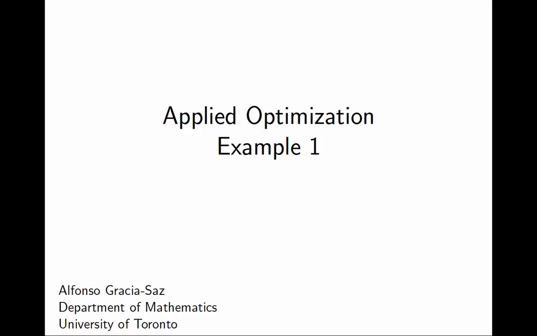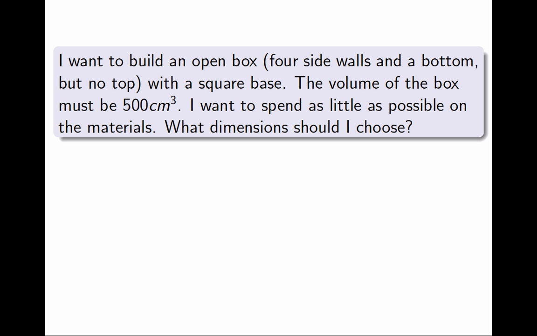An optimization problem is an application of calculus to a physical situation where I want to make a certain quantity as large as possible or as small as possible. Here is an example. I want to build an open box that will have 4 side walls and a bottom but no top, with a square base. The volume of the box must be 500 cubic centimeters, and I want to spend as little as possible on the materials. What dimensions should I choose for the box?